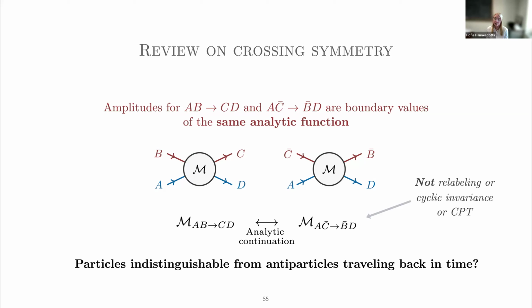Before we go on, let me also emphasize that crossing symmetry is not relabeling symmetry or cyclic invariance, and it's not CPT. We can ask separately if the amplitude is relabeling invariant, for example if we're scattering identical particles, or cyclically invariant. And CPT would be exchanging all of the incoming particles with all of the outgoing particles. Here we're exchanging a subset of them, maybe two at a time, or if we view these as sets of particles, we might be exchanging a set of particles from incoming to outgoing.